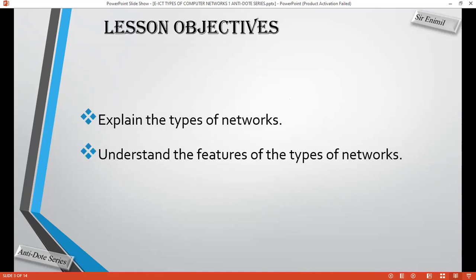Now, lesson objectives. After today's lesson, you, the student, should be able to explain the types of networks and then understand the features of the types of network.